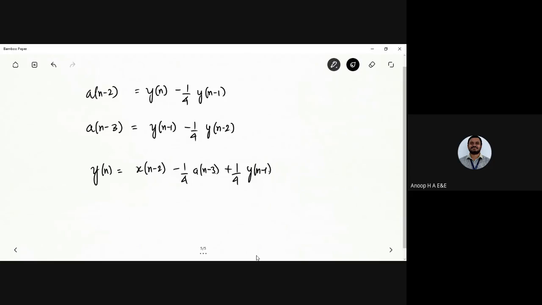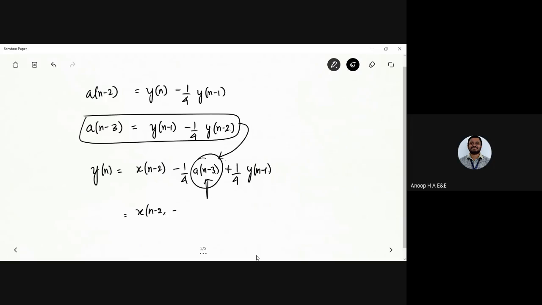Fine. Now you are going to replace a of n minus 3. In order to replace it, you will substitute this expression here. So a of n minus 3 is equal to y of n minus 1 minus 1 by 4 times y of n minus 2. Then x of n minus 2 minus 1 by 4 times this function, y of n minus 1 minus 1 by 4 y of n minus 2, plus 1 by 4 y of n minus 1. That is y of n.